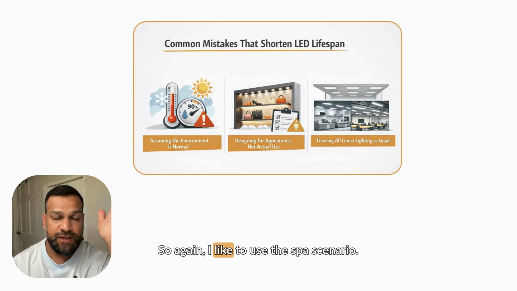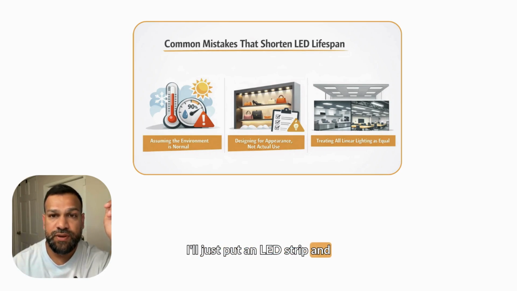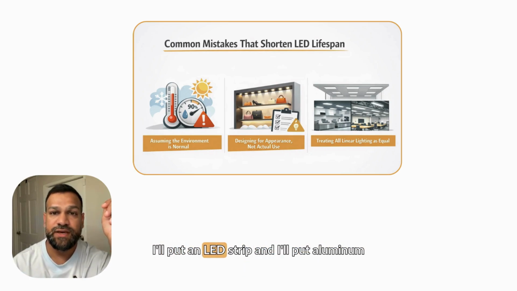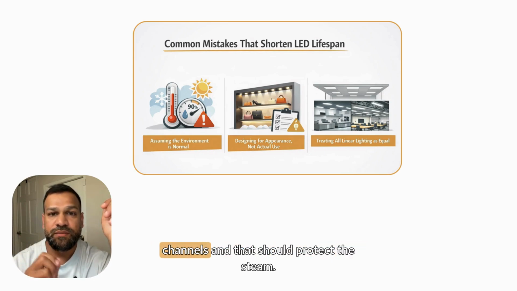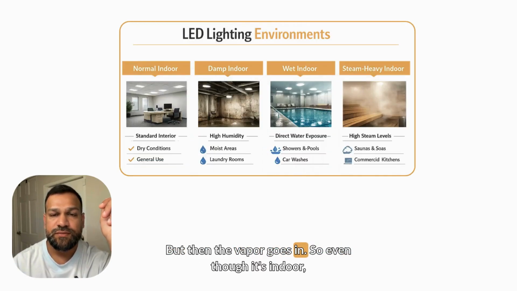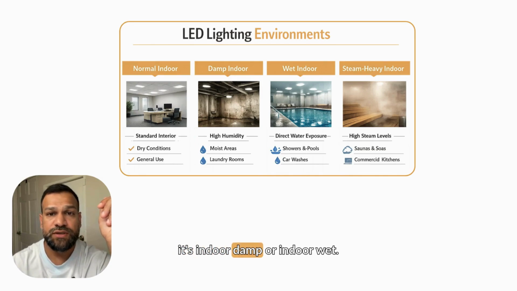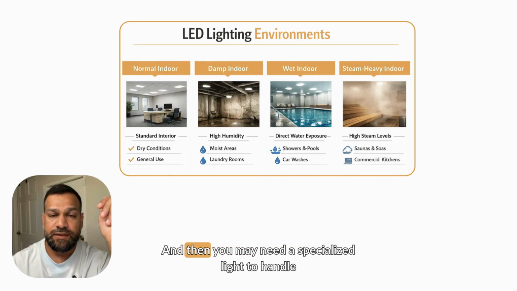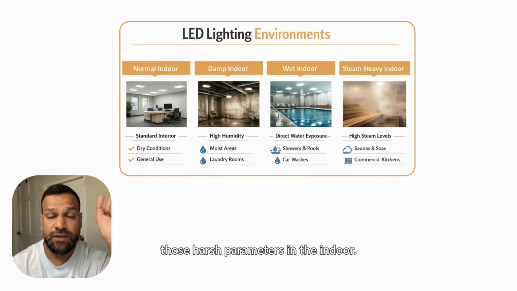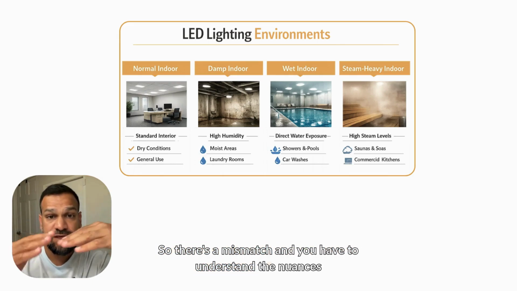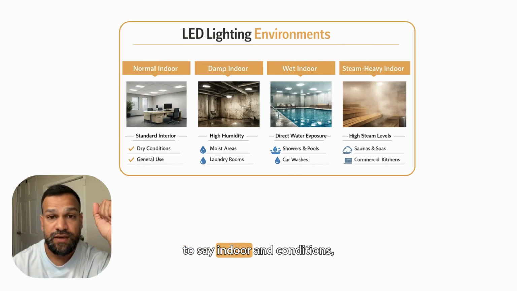So again, I like to use the spa scenario. Or I'll just put an LED strip and I'll waterproof it, and then that waterproofing isn't enough. I'll put an LED strip and I'll put aluminum channels, and that should protect from the steam, but then the vapor goes in. So even though it's indoor damp or indoor wet, you may need a specialized light to handle those harsh parameters indoors.